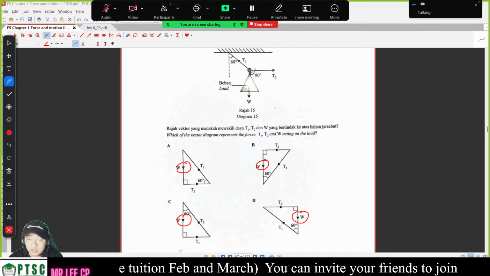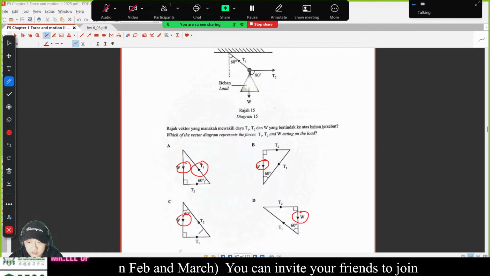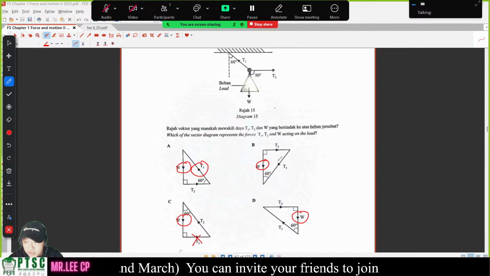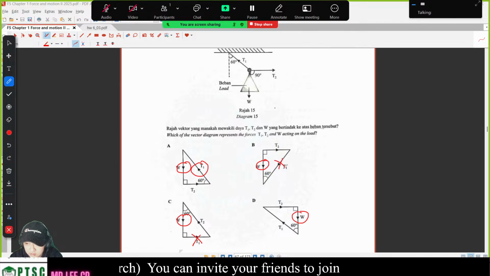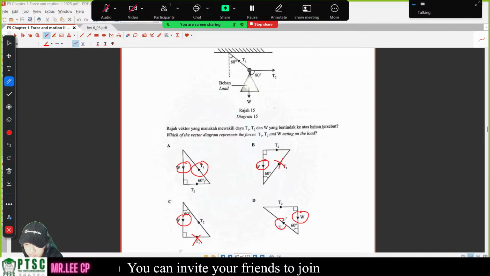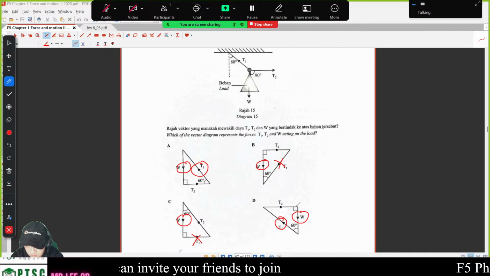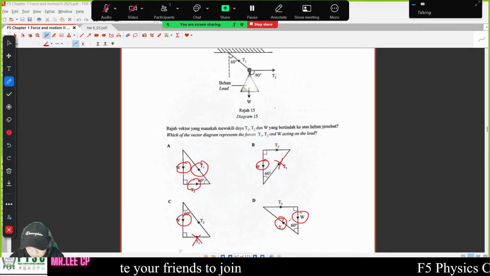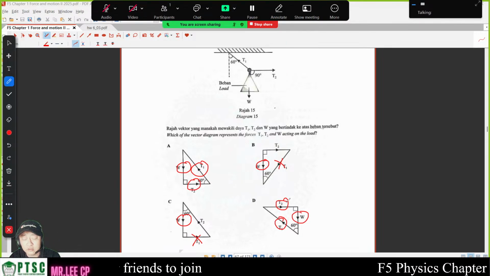T1 is going this way. This one is wrong. T1 is going this way. Yeah, correct. Now T2 is going to the right. A and D are both correct. So we have to see the angle.